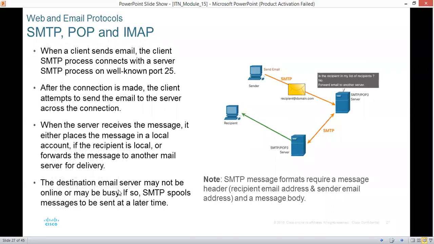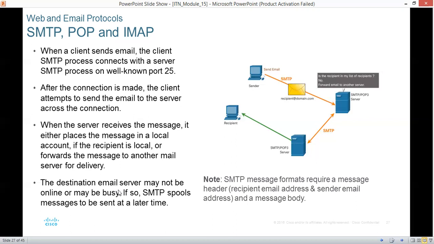So the SMTP, POP, and the IMAP. The SMTP, which is the Simple Mail Transfer Protocol, operates on port 25. So when a client sends an email, the client SMTP process connects with the server on port 25, isn't it? And after the connection is made, the client attempts to send the email to the server across the connection. Now, when the server receives the message, it's like a delivery agent. It either places the message in a local account if the recipient is local, or forwards the message to another mail server for delivery. And a destination email server may not be online or may be busy, for instance. If so, the SMTP pulls messages to be sent at a later time.